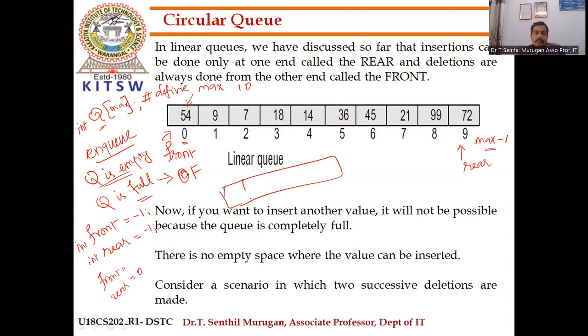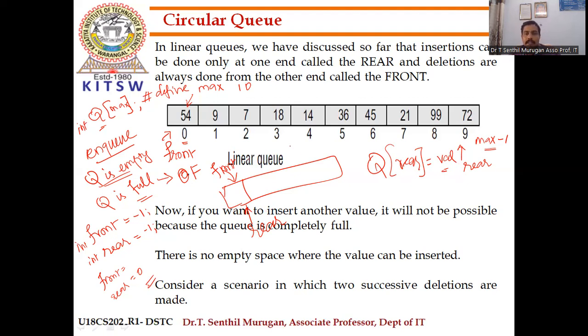If empty, it means we have to insert the first element here, and here the front pointer and rear pointer are pointing to the same location. So if front is changed to 0, then automatically q of rear equals whatever value you have to insert, and you can keep it here. This is the concept you have to use for the insert operation.